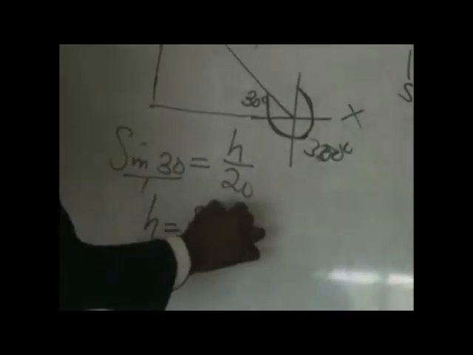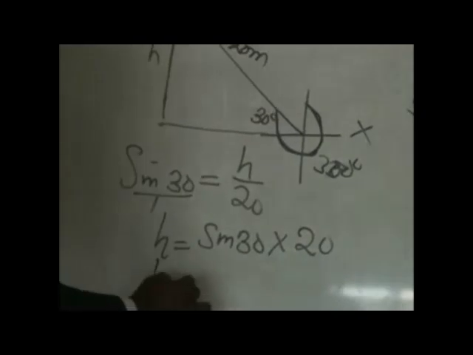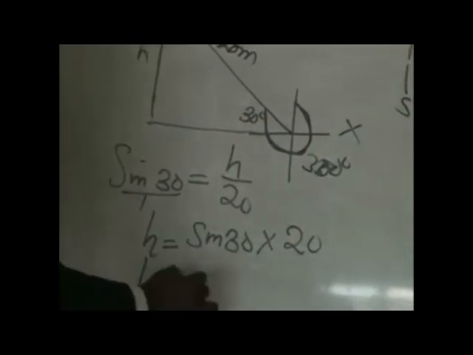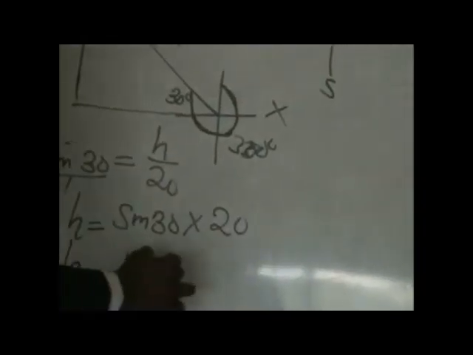So this becomes sine 30 times 20. So h will become, what is sine 30? Sine 30 is 1 over 2, which is 0.5. When you press your calculator, sine 30 is 0.5 times 20.